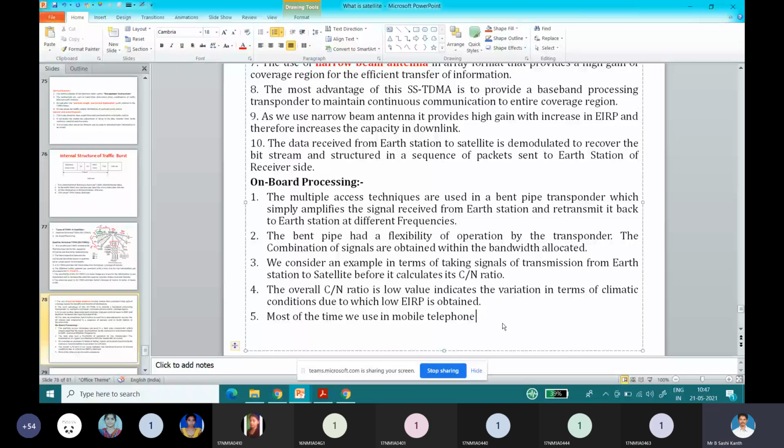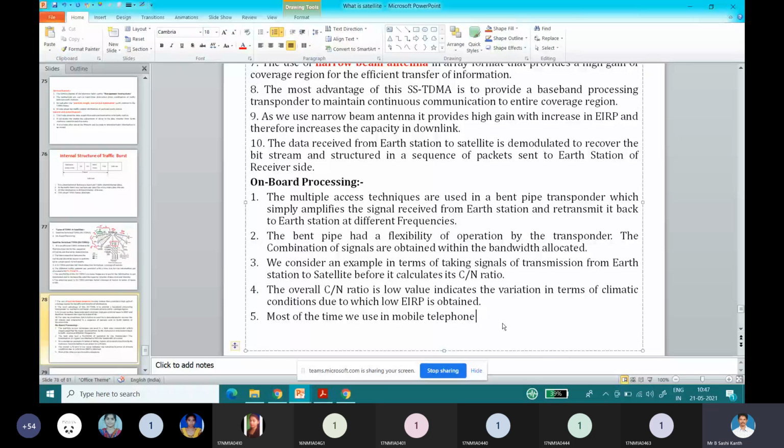If you go for the onboard processing transponder, this is a multiple access technique that uses a bent pipe transponder, which amplifies the signal and transmits it to the satellite, and it is also given to the earth station at different frequencies. We use a bent pipe transponder because it is more flexible for operating with the combination of signals combined within the allocated bandwidth.